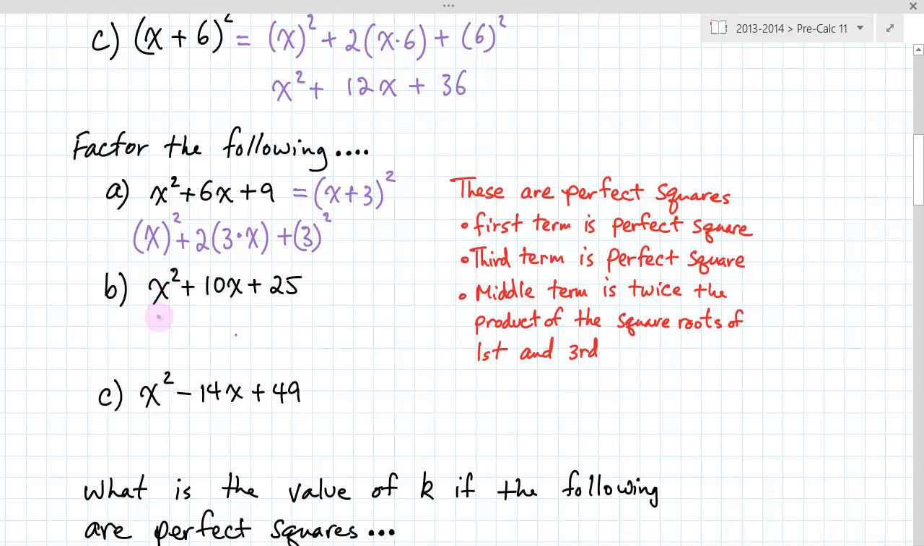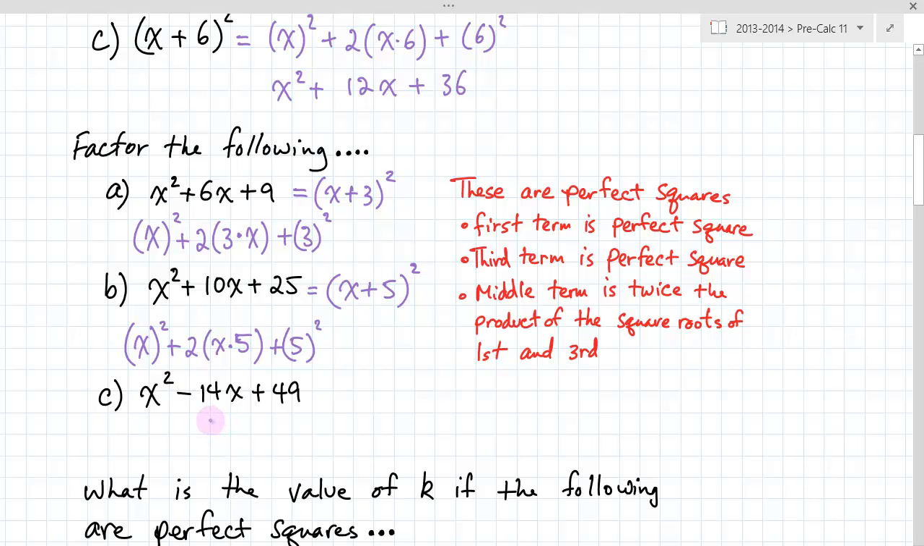So I'm going to look at this again. I'm going to go, okay, this is x squared. The last term is 5 squared. The middle term is twice the product of x and 5. Right? So if that's the case, I can see this is a perfect square. Then this is x plus 5 all squared.